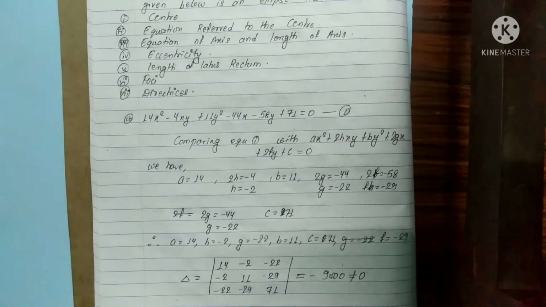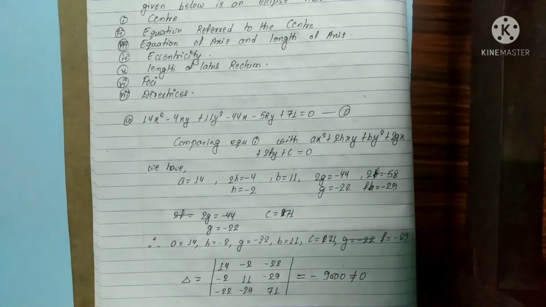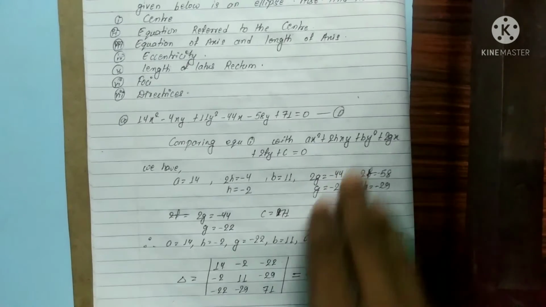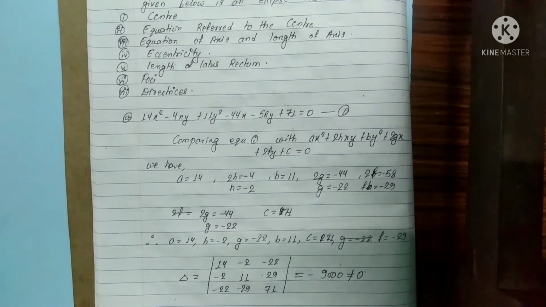Now we compare equation 1 with ax squared plus 2hxy plus by squared plus 2gx plus 2fy plus c is equal to 0.